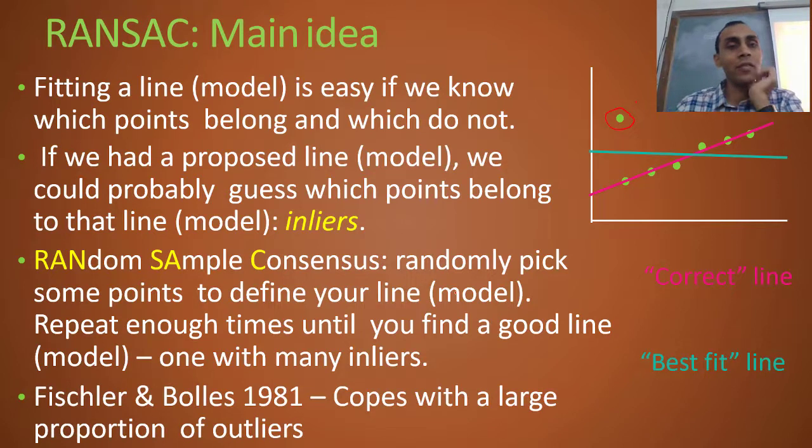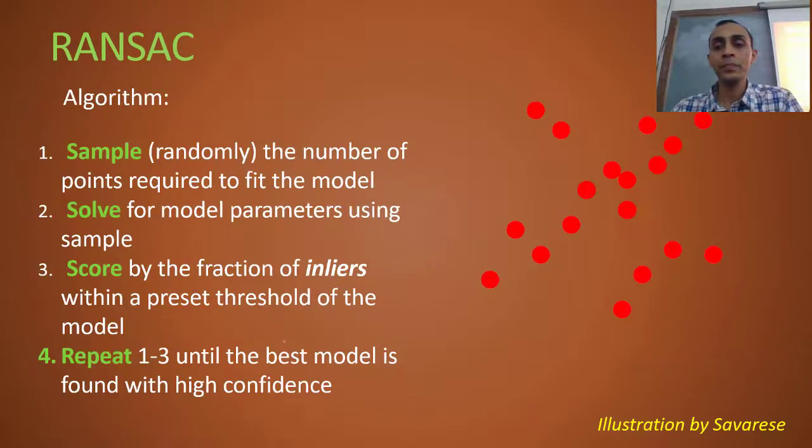So we'll see that this method indeed works. It can be probabilistically proved that for a given number of trials, this method will actually end up giving the best model with a sufficiently high probability, and we are going to prove it. There is a mathematics, a derivation that can be done. They basically proved in the paper in 1981 that this method copes with a large proportion of outliers with a reasonable amount of trials and with a sufficiently high probability.